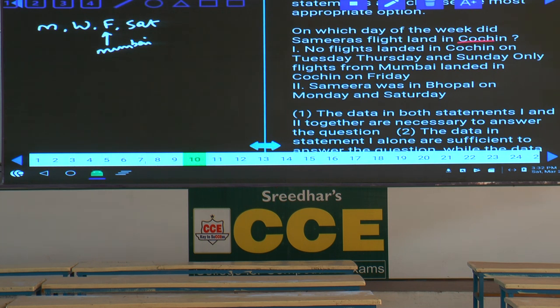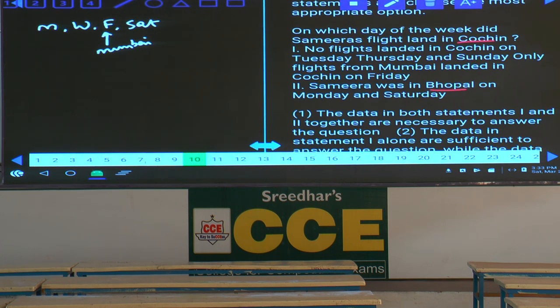Then condition number 2. Samira was in Bhopal on Monday and Saturday. On Monday and Saturday, she was in Bhopal. Hence, she was not in Mumbai on these 2 days. Hence, on the remaining 5 days, Samira can be in Mumbai. Samira in Cochin, isn't it? Hence, 2 alone is not sufficient.